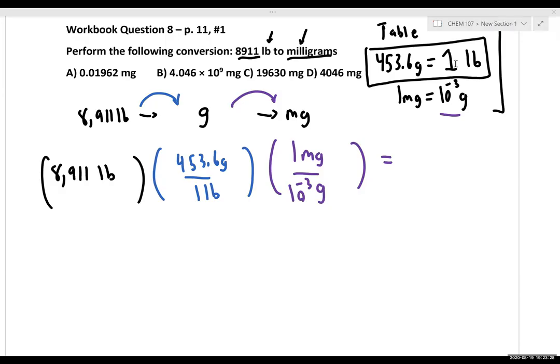Okay, awesome. Thank you. So let's show how we'd enter this in our calculator. I'm going to enter 8,911, so I see 8,911 pop up, times 453.6. So I hit the times symbol and then 453.6. And now I hit the equal sign. So I end up with a large number. Now, if I'm dividing, I'm going to hit the division symbol, and then I'm going to enter 1 EE.